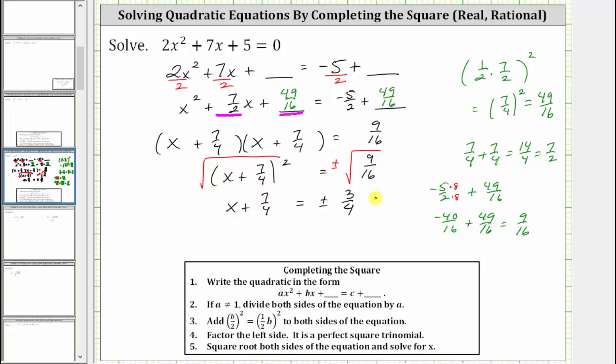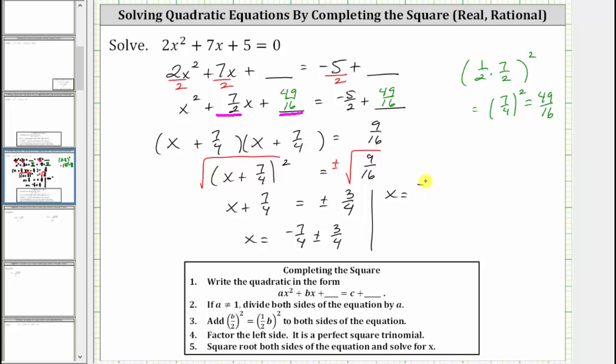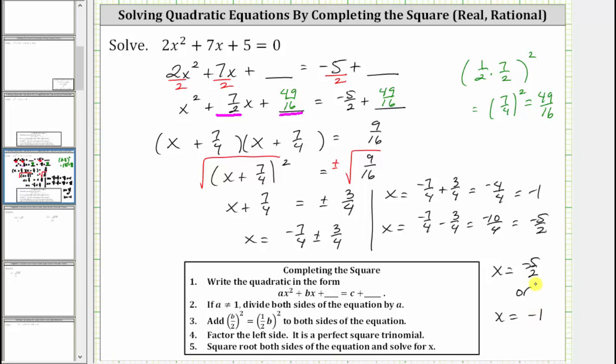And now to solve for x, we subtract 7/4 on both sides, which gives us x equals negative 7/4 plus or minus 3/4. And now to find the two solutions, we need to find this sum and difference. So one solution is x equals negative 7/4 plus 3/4, which is equal to negative 4/4, which equals negative 1. The other solution is x equals negative 7/4 minus 3/4, which is equal to negative 10/4, which simplifies to negative 5 halves. So our solutions are x equals negative 5 halves or x equals negative 1.